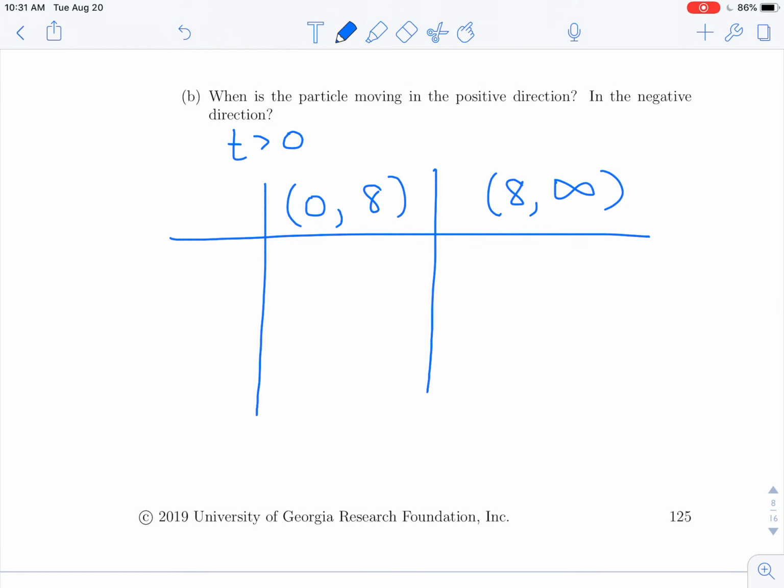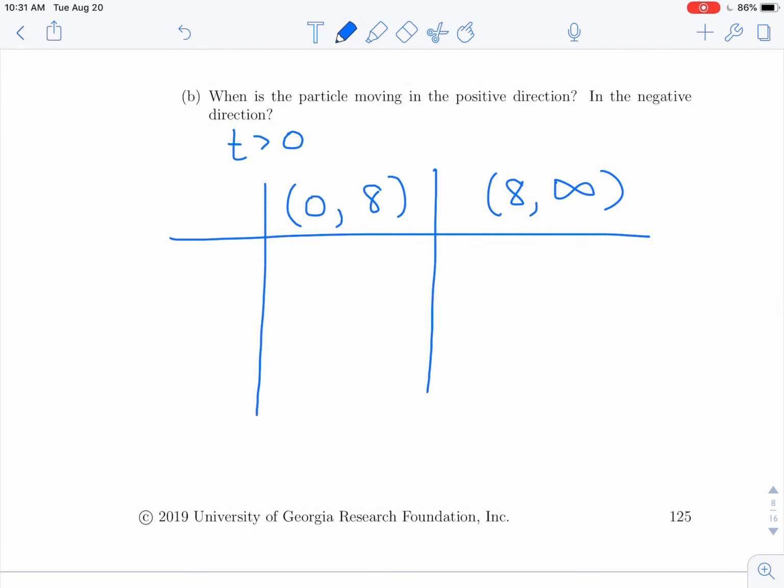And so for the first column, I'm going to plug in 1. So V of 1 is negative 63 over 2, which is negative. So the direction of motion, it's the negative direction.